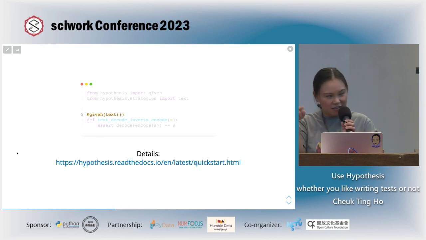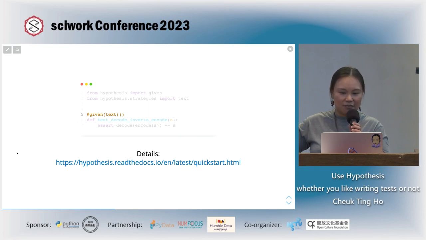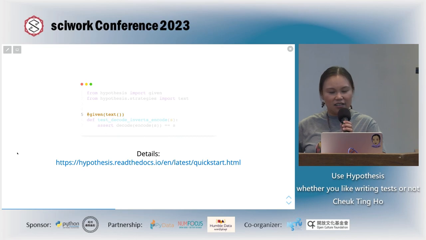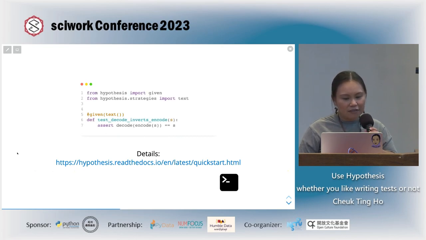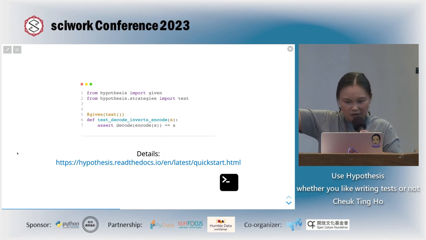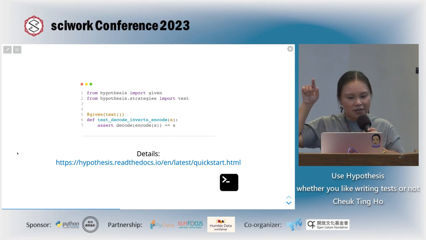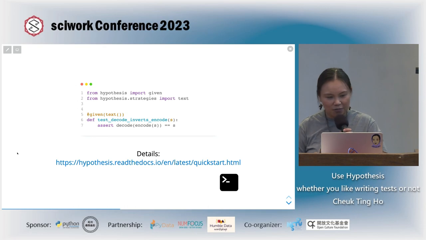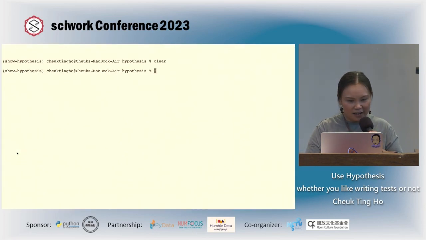So you use the decorator, so you have the at given, and then inside you put in the strategy. Remember the brackets, because the strategy is a callable, so you have to call it to generate the data. And then you will have a variable there as an input of the test. So s will actually be a text that's generated by hypothesis. So this is how it works. So let's see it in action.